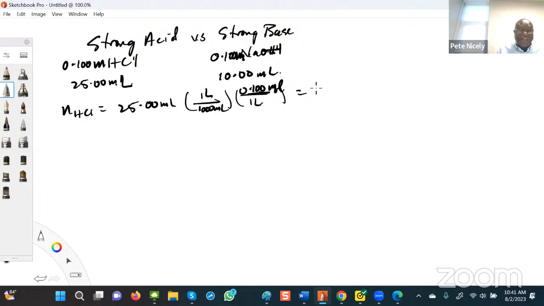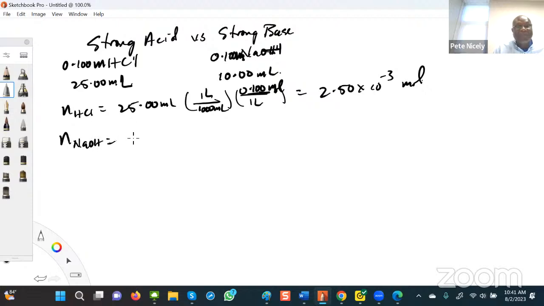So that would be 25 multiplied by 0.1. Oops, hold on, I made a mistake here. 25 multiplied by 0.1. Okay, so according to my calculations, this gives 2.50 times 10 to the minus 3 moles, all right? And then I do a similar calculation for the sodium hydroxide.